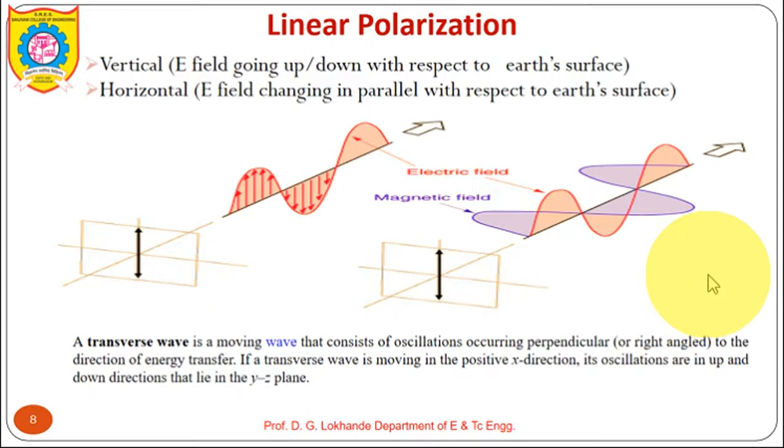So a transverse wave is a moving wave that consists of oscillations occurring perpendicular, at right angle, to the direction of energy transfer. If a transverse wave is moving in the positive x direction, its oscillations are in the up and down direction, that is, they lie in the yz plane. So this is a transverse component of that.